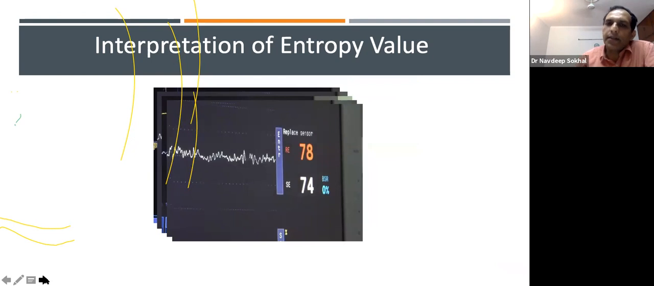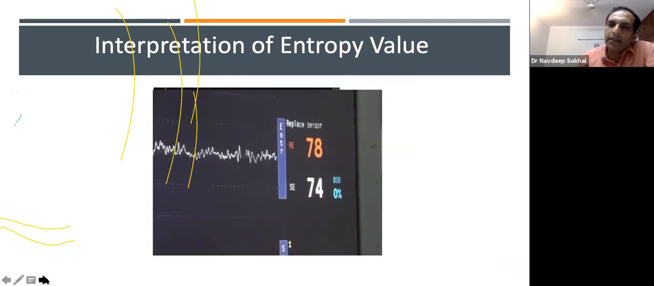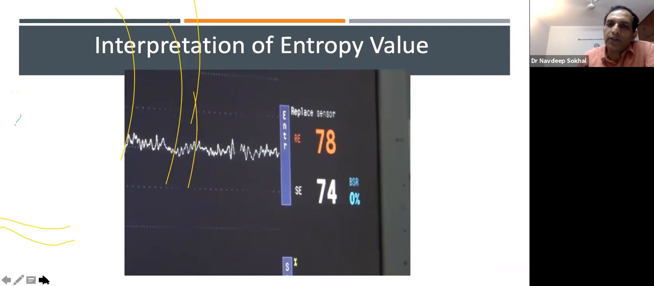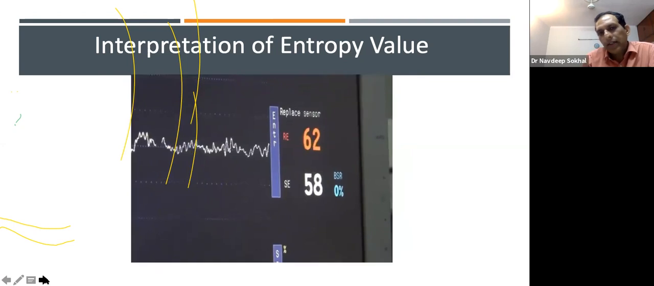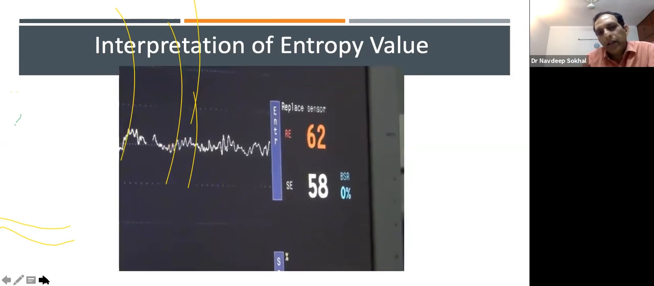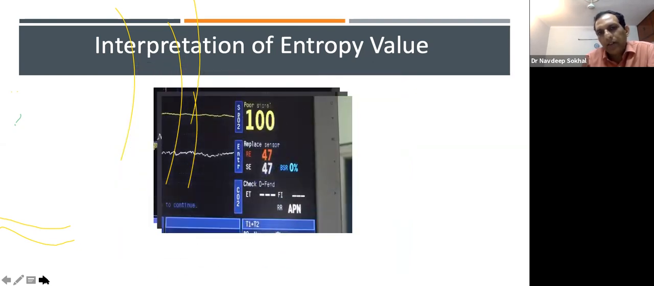Next, as we anesthetize the patient, both values start decreasing. There is display response entropy 78 and state entropy 74. Usually, the difference between them is never more than 10 in awake state. And when the patient becomes anesthetized, the difference between the two values starts decreasing. So now it is 78, 74 with zero burst suppression. Still more, now we are almost in the good plane of anesthesia, that is 62 and 58 with zero burst suppression. Still we go down.